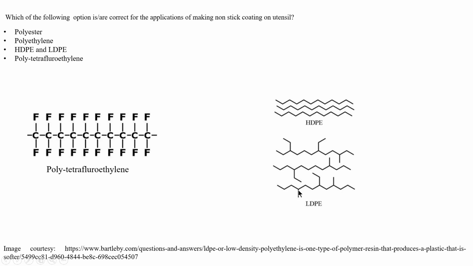As you can see in the previous example, HDP, which has been shown, is quite a long chain polymer with straight chains without any significant branching involved. Whereas the LDP, that is the low density polyethylene, you can see that there are small branches involved right here. So this branching creates distance between the individual polymer chains.